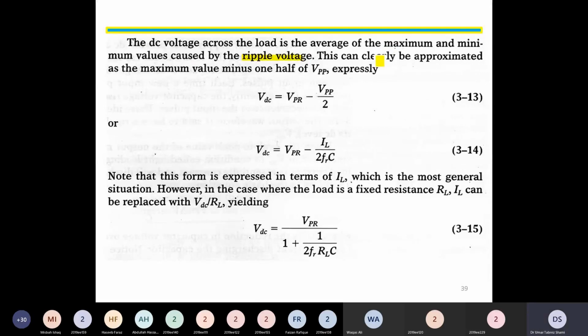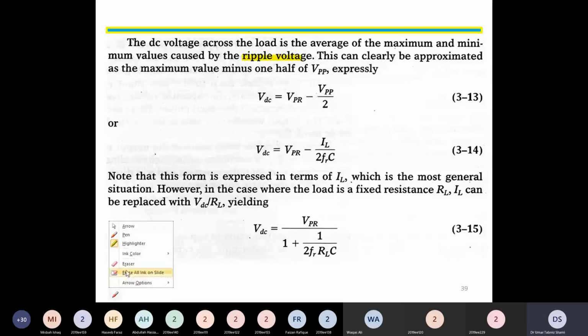So where did this equation 3.13 come from? We get this by taking the peak rectified voltage minus half of the peak-to-peak voltage. Or if we rearrange, we get VDC is equal to VPR minus IL over 2FRC.